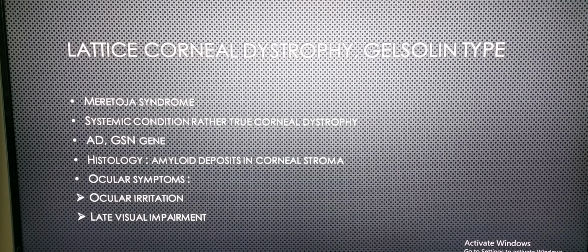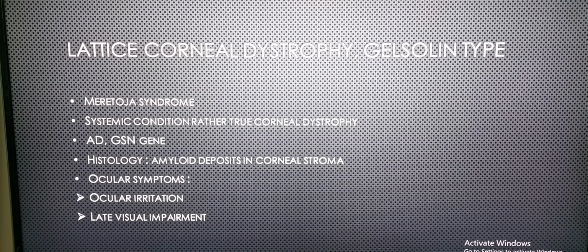Lattice corneal dystrophy, Gelsolin type. It is also known as Meretoja syndrome. It is a systemic condition rather than a true corneal dystrophy. It is inherited in an autosomal dominant pattern. Histology shows amyloid deposits in the corneal stroma.